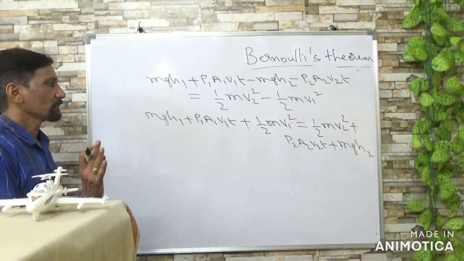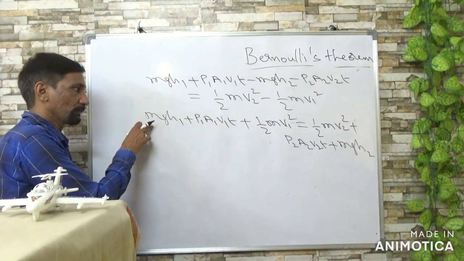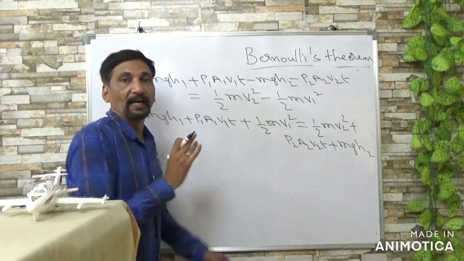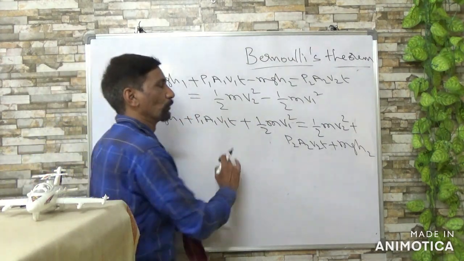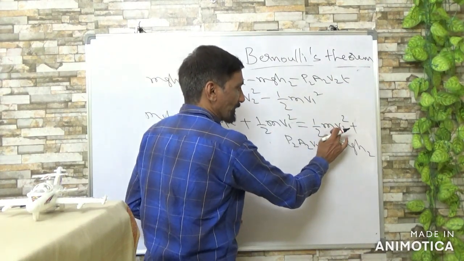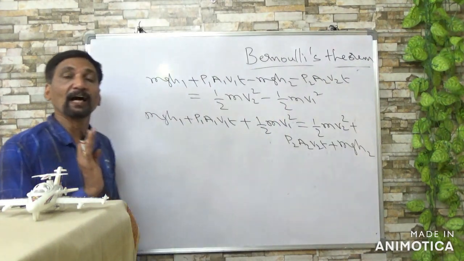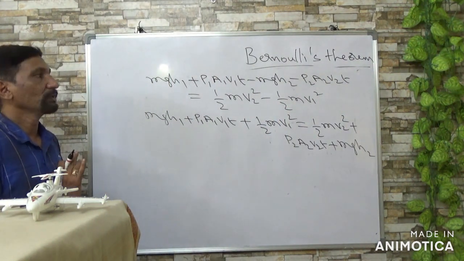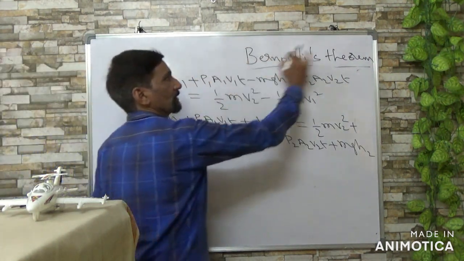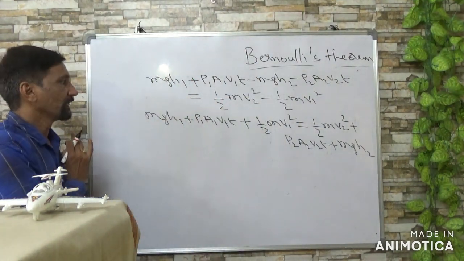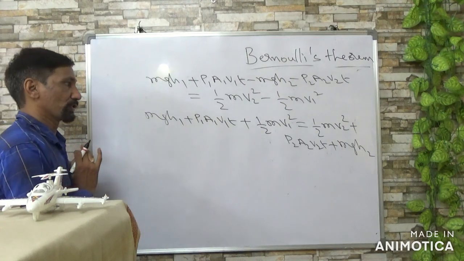That means the sum of potential, pressure and kinetic energy at the first point is equal to the sum of kinetic, pressure and potential energy at the other point. This is nothing but Bernoulli's principle. The sum of kinetic, potential and pressure energy at any point remains constant.